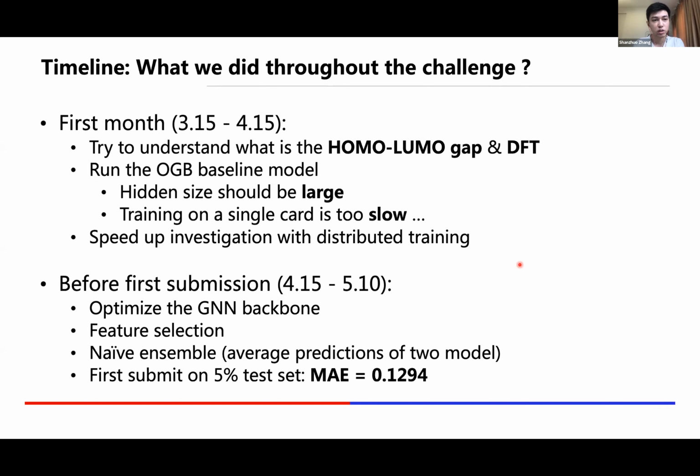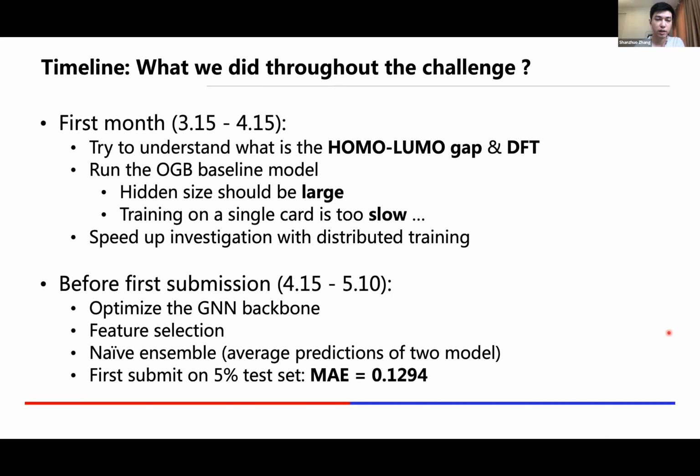that when constructing a deep learning model, understanding the properties of the dataset is more important than optimizing the model structure itself. And at the same time, we also ran the baseline code provided by the OGB team.